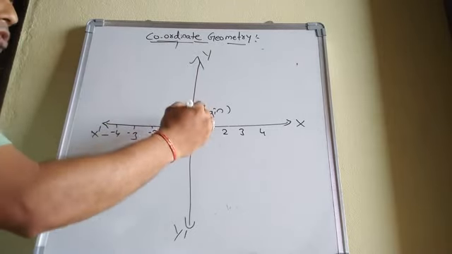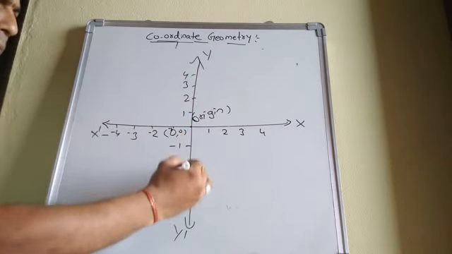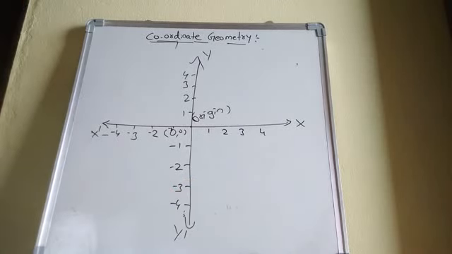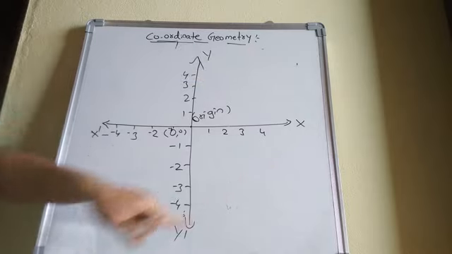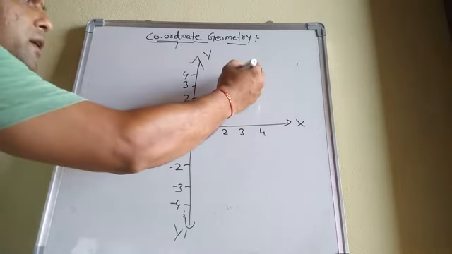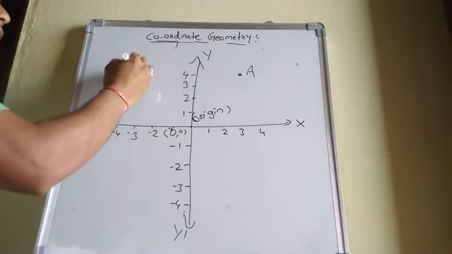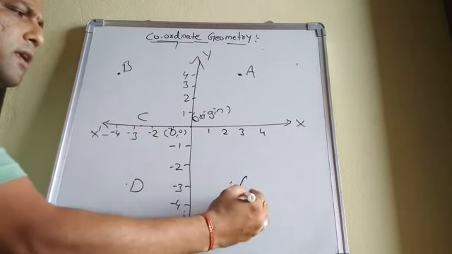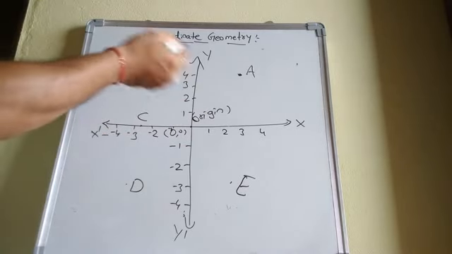And on the y axis, on the top also we represent positive numbers, and to the bottom -1, -2, -3, -4, and so on. Now we can represent any point on this plane. If I keep a point here, let this point be A, here I keep a B, here a C, here somewhere D, here somewhere E. So we have understood that on this plane we can represent any point.